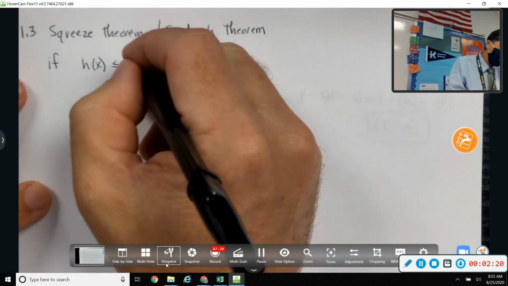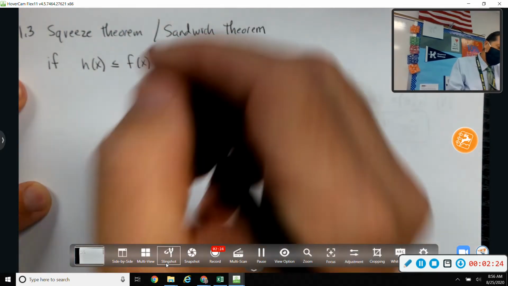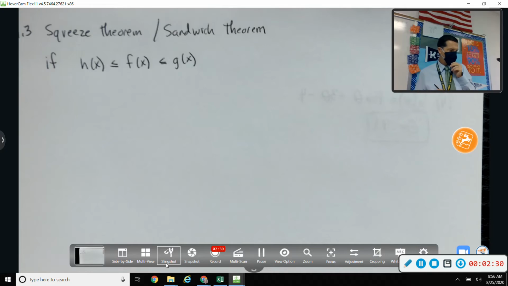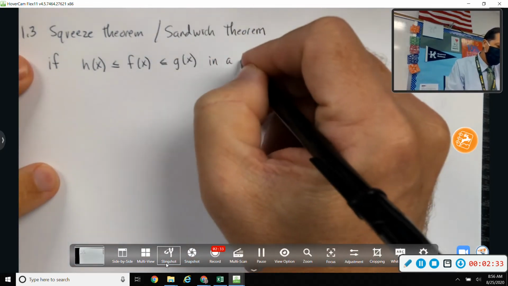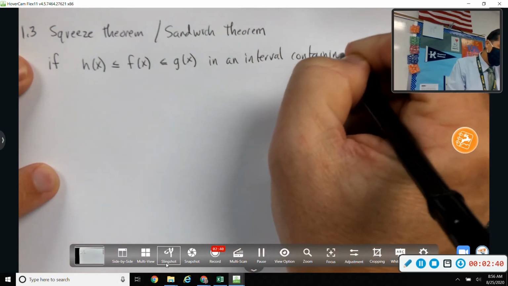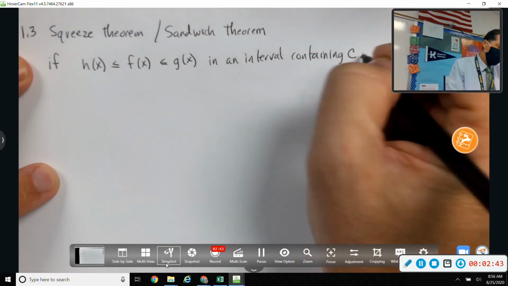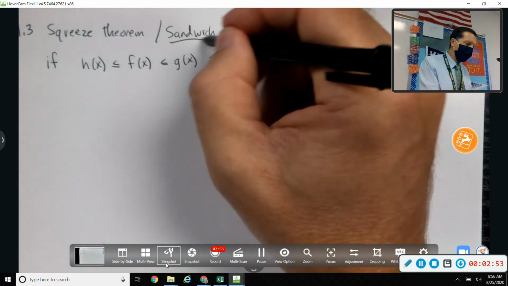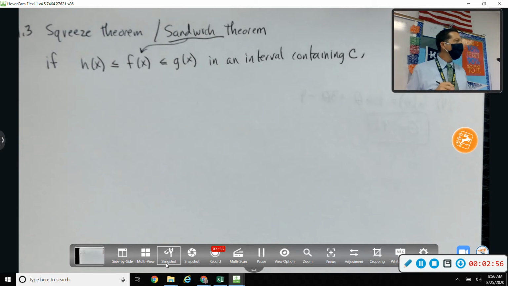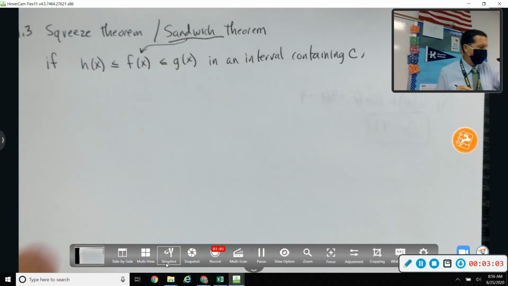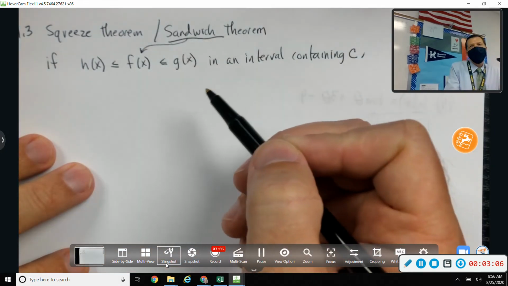but once you understand what all the symbols and words mean, the concept is simple. If h of x is less than f of x is less than g of x, in an interval containing c. You may already see where we get the name sandwich theorem from. f is sandwiched in between h and g. f is going to be squeezed in between h and g. So right now it's just a sandwich. The next line is going to make it a squeeze theorem.